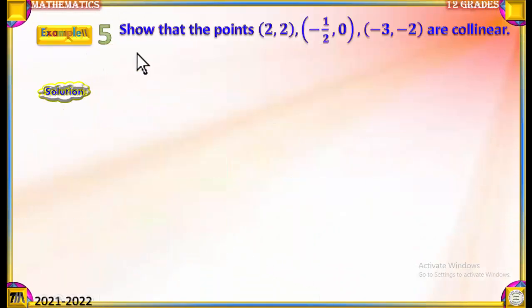Example: show that the points (2, 2), (minus 1/2, 0), and (minus 3, minus 2) are collinear. Let (2, 2) and (minus 1/2, 0) be the first pair, and (minus 1/2, 0) and (minus 3, minus 2) be the second pair. Now we are finding the first slope.